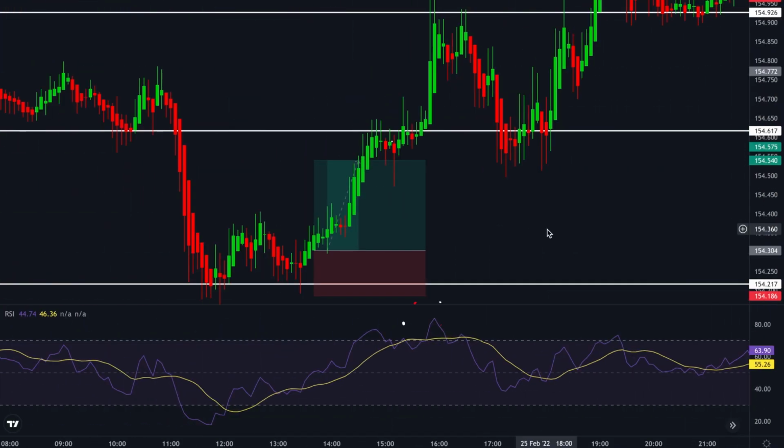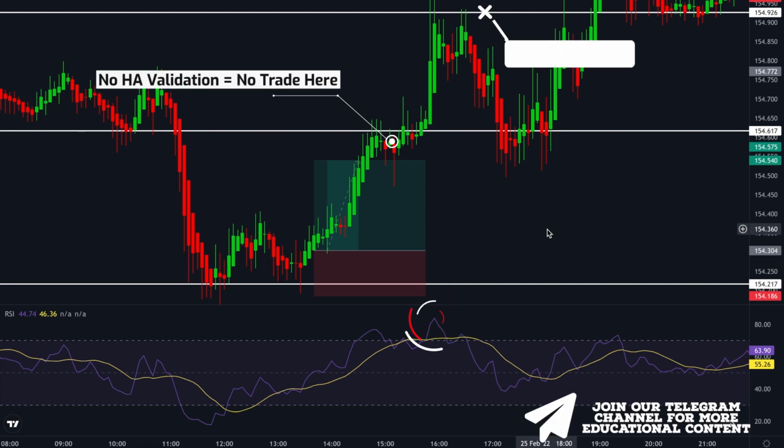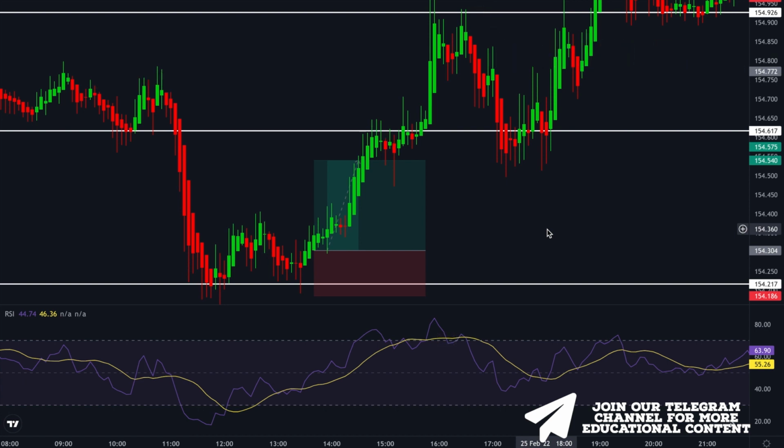As you can see, the RSI is overbought right here, so now we should wait for the RSI line to drop below the SMA. And here it is. So our next step is to confirm our trigger event through Heikin Ashi price action.